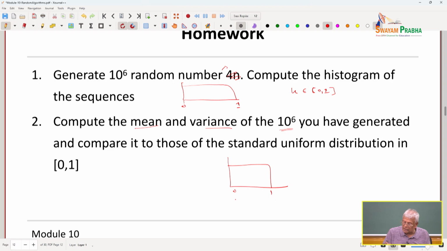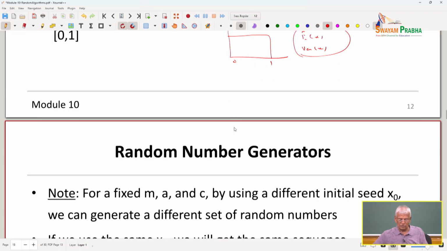You can mathematically compute the mean, you can mathematically compute the variance of this distribution. So this is the population value, this is a sample based value. You compare the population value with the sample based values and check how good your estimates based on the random number generator that you used. So that's a very good exercise to start with.